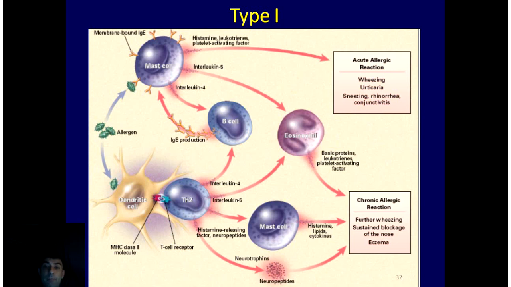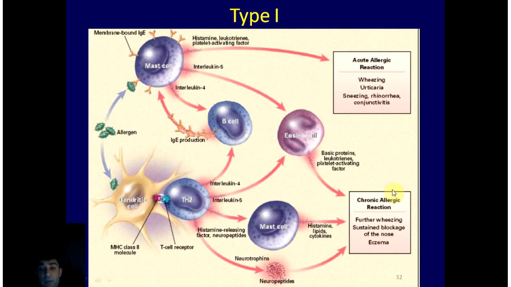And then we will have also the second stage when the other mediators will come into the work. They would include those products of eosinophils like basic proteins, leukotrienes, platelet activating factors. Usually these are weapons that eosinophils are utilizing in order to destroy helminths. But unfortunately nowadays it works not against helminths but our own cells.